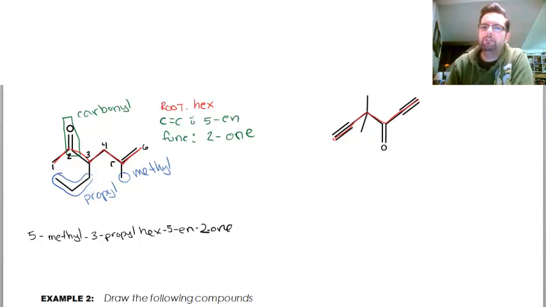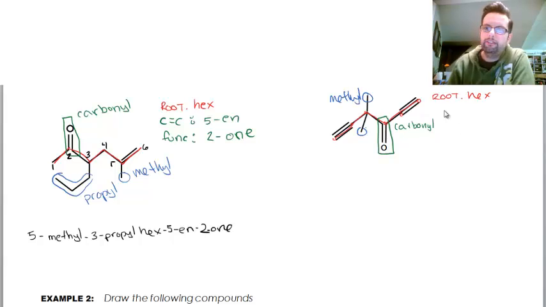Alright, we got 1, 2, 3, 4, 5, 6 carbons again. That's easy, it's hex again. Okay. Where's my functional group? Right here. That's C double bonded to an O. That's your carbonyl group. And then we have our 2 methyl groups right here, 1 and 2.